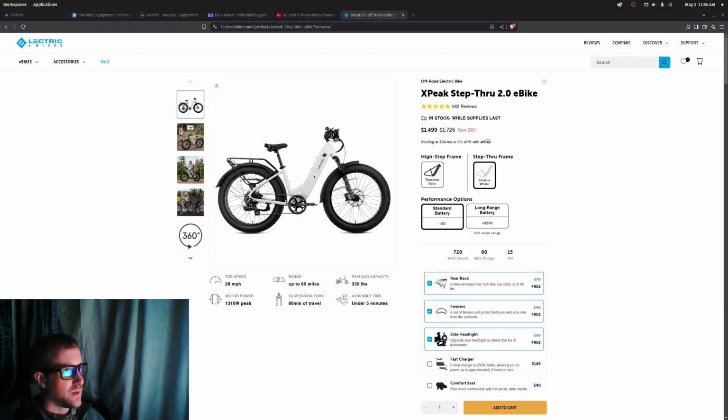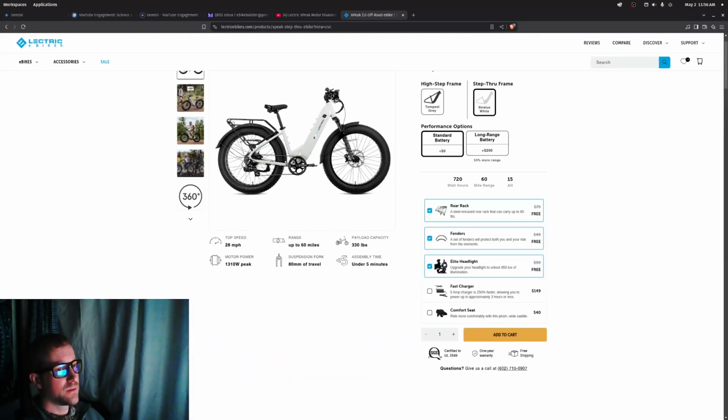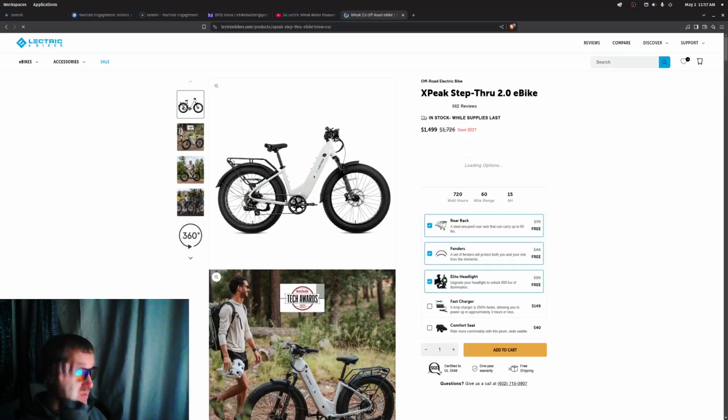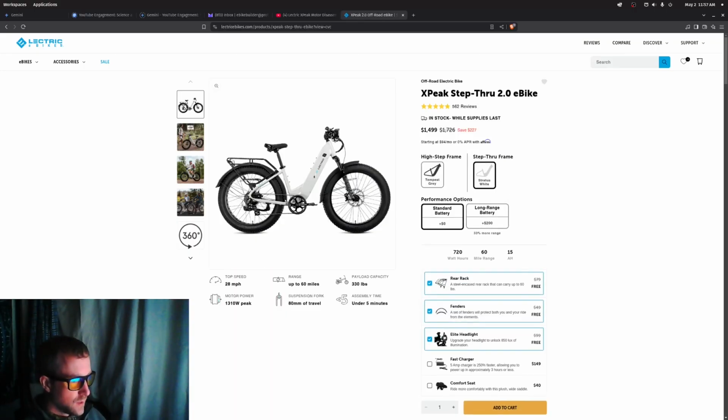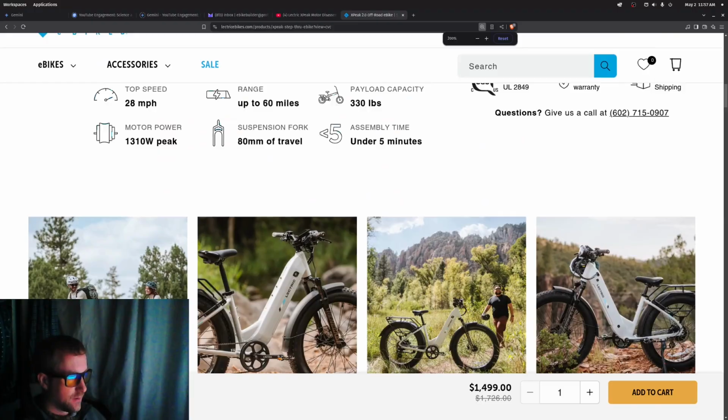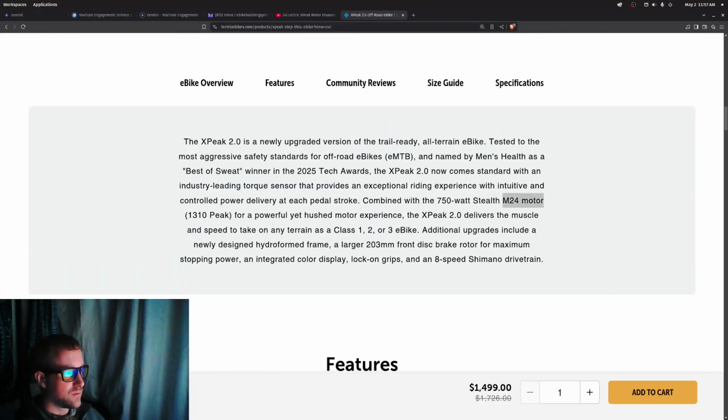For years, ever since this X-Peak came out, I've been wondering about this X-Peak eBike from Electric eBikes. You can see it right here, there's a high-step version that's currently sold out, then there's the Stratus White step-through version. So I've always been wondering, what's the Electric Stealth M24? Remember how Levi was telling us about that Stealth M24 motor? These motors that come on the Electric X-Peak and some of the other electric bikes are supposed to be quieter. That's why they call it Stealth M24. But they never really tell you how it works or what it is exactly.